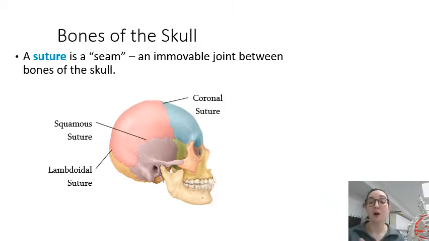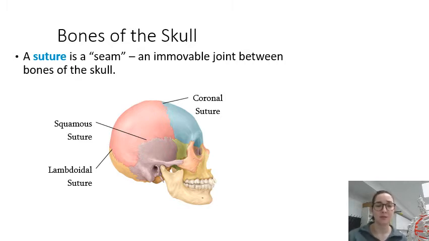Okay, so all of these bones that you have in your skull are fused together, and wherever two bones come together, we consider that a joint. But the joints in your skull hopefully are immovable, right? So we don't want those joints to be moving around too much. So where we have an immovable joint where they're kind of seamed together, we refer to that as a suture, right? So you have a few major sutures in your skull. I'm not going to make you know all of them, but we should know some of them.